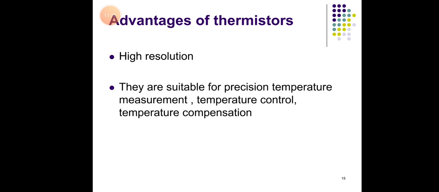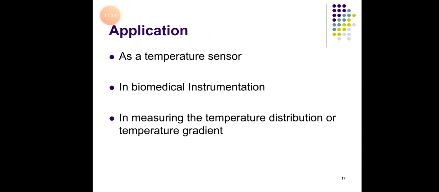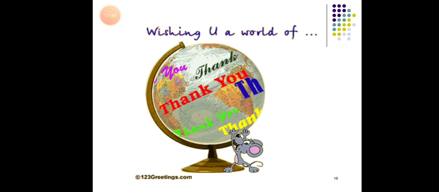Advantages of thermistors are high resolution. They are suitable for precise temperature measurement, temperature control, and temperature compensation. These are the advantages of thermistors. Applications are: it is used as a temperature sensor in biomedical instrumentation, in measuring the temperature distribution or temperature gradient. Thank you.